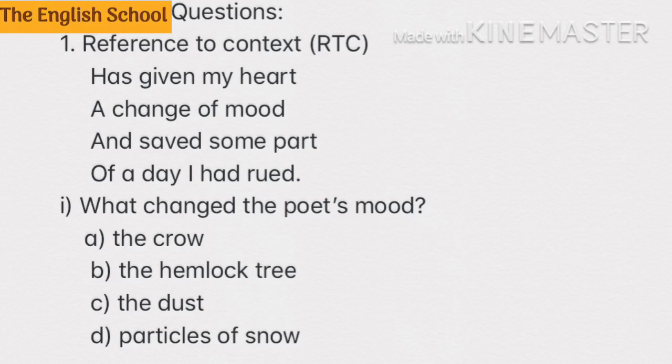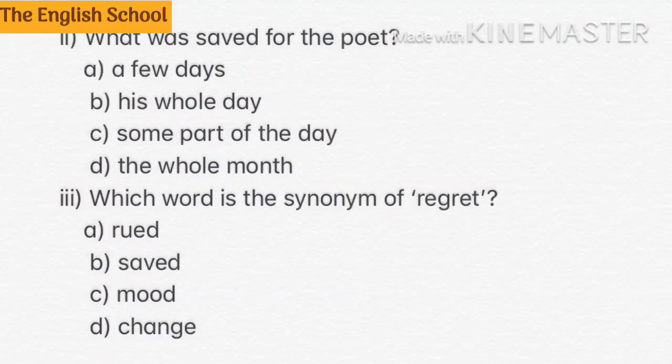Write your answers in the comments and I'm going to reply to you and tell you whether they are right or not. The second question based on the RTC, what was saved for the poet? A few days, his whole day, some part of the day, or the whole month. Remember that he stood under the hemlock tree during the day. So some part of the day had already passed. That much of the hint is enough. Okay. Third question based on the stanza is, which word is the synonym of regret, rued, saved, mood, or change?